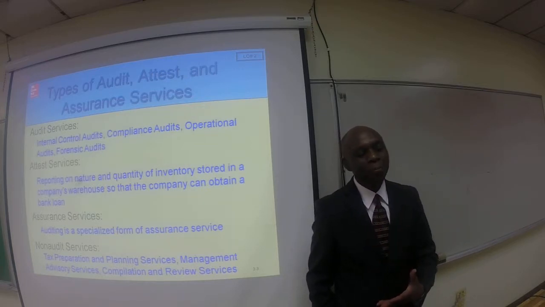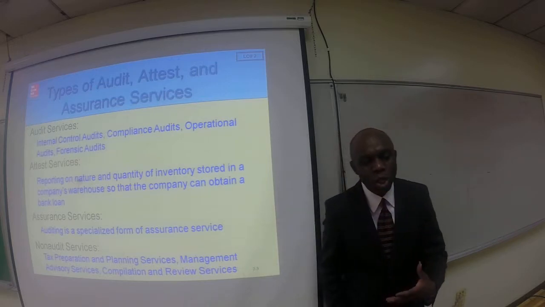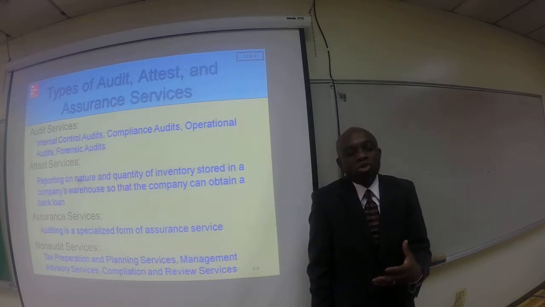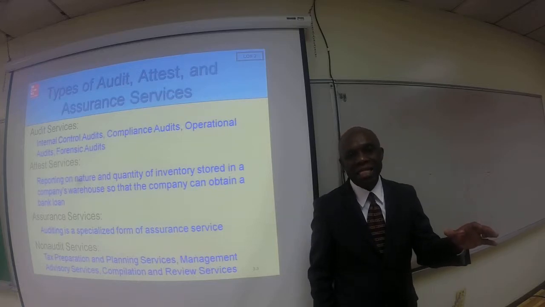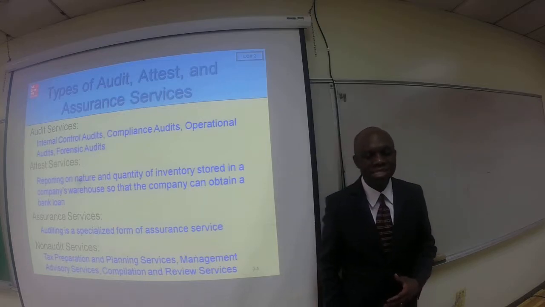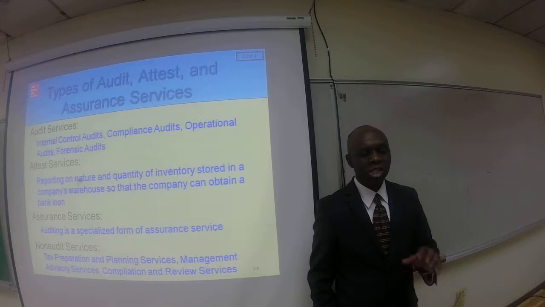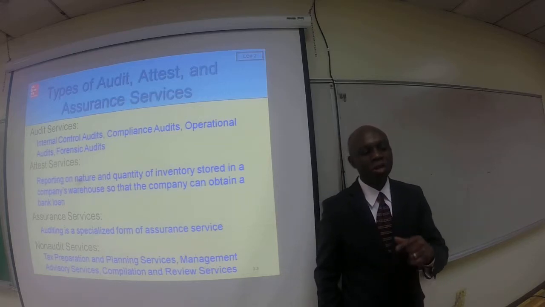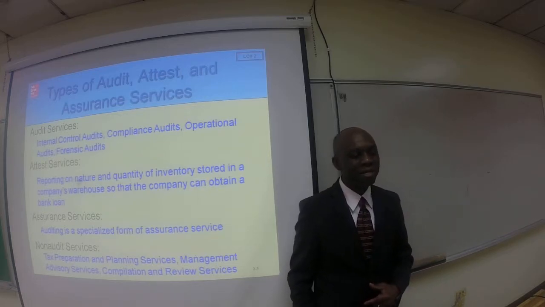For attest services, we are talking about reporting on the nature and quantity of inventory stored in the company's warehouse so that the company can obtain a loan. That would be an example of an attest service whereby you engage a CPA to take a look at the quantity of inventory that you store in a particular warehouse in order to facilitate the loan that they are trying to take from the bank. Then, of course, assurance services, as we discussed in chapter 1, are a specialized form of auditing. Same thing with attest services.